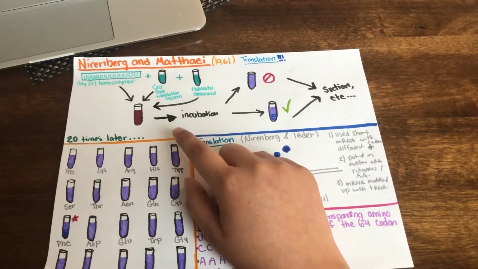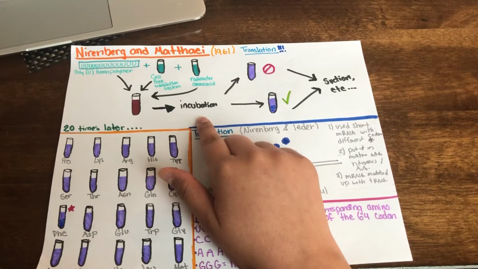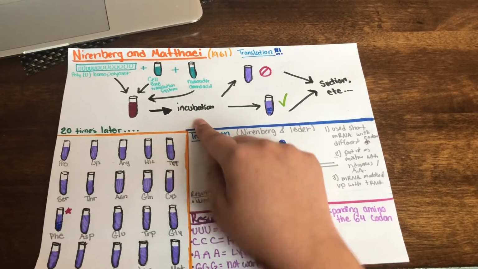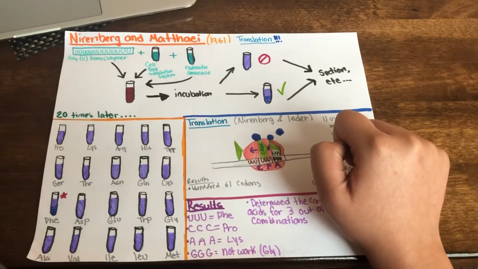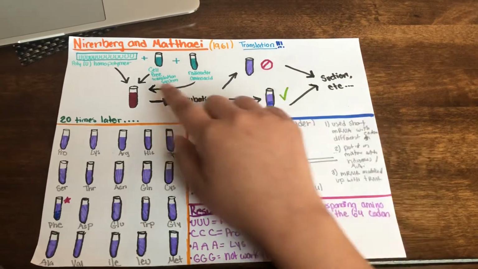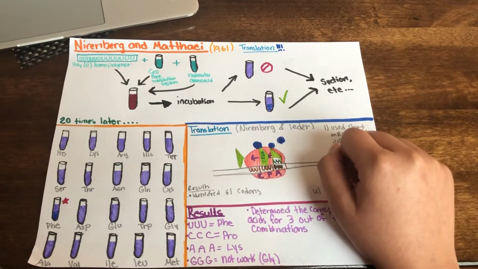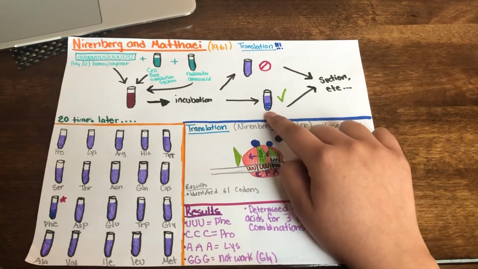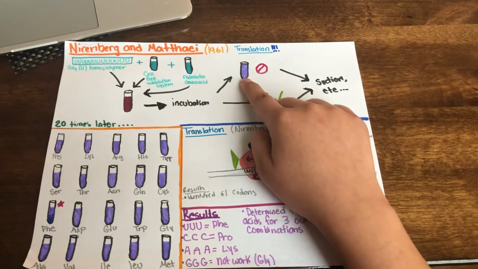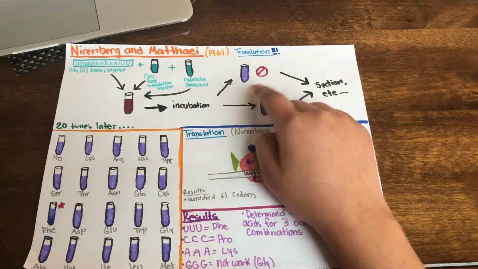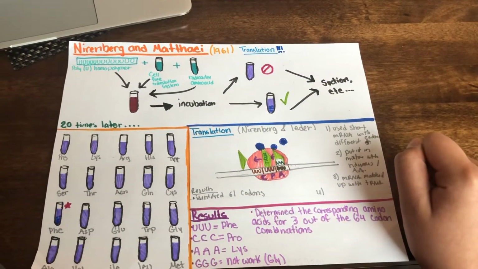After that, it was incubated at about 37 degrees Celsius, if I got that right, and then translation would occur. And if the amino acid that they had labeled was incorporated into this translation, it would synthesize a protein, which you'll see here in blue dots. If not, the solution would just stay clear with no protein there. Afterwards, they did section and other things that I'm not going to go into.